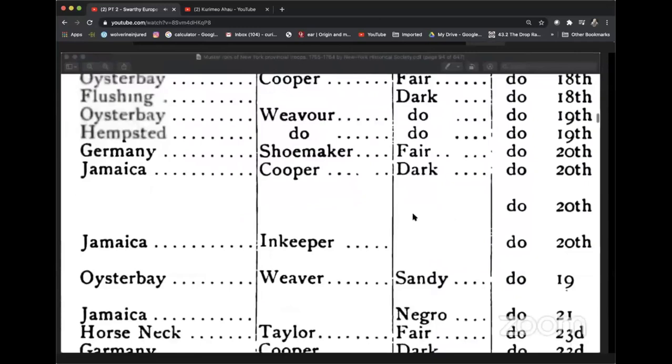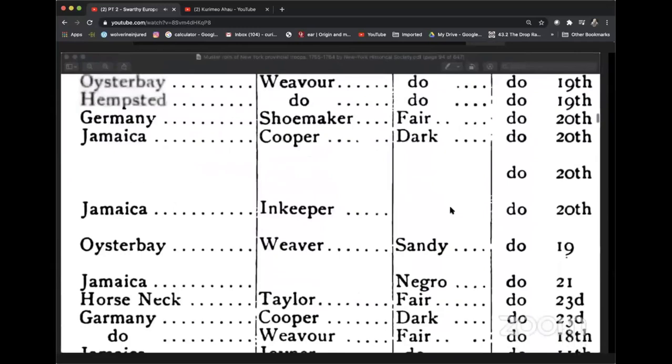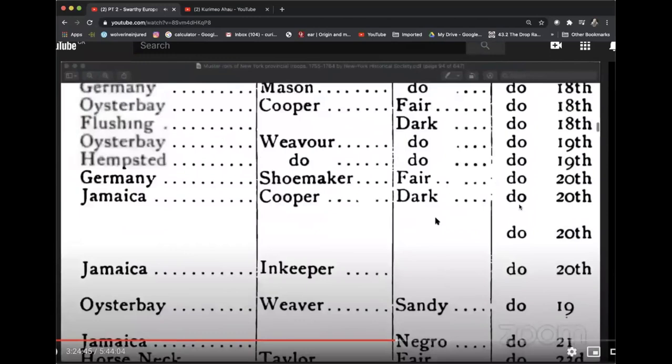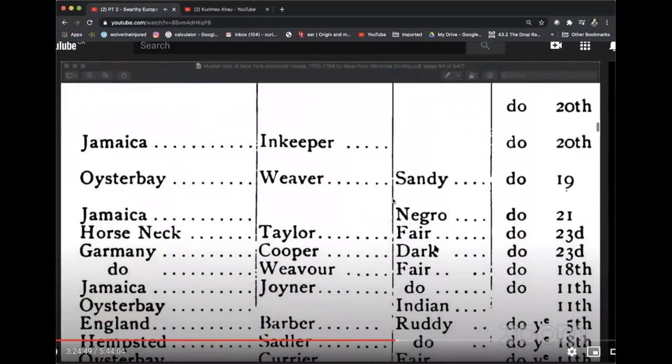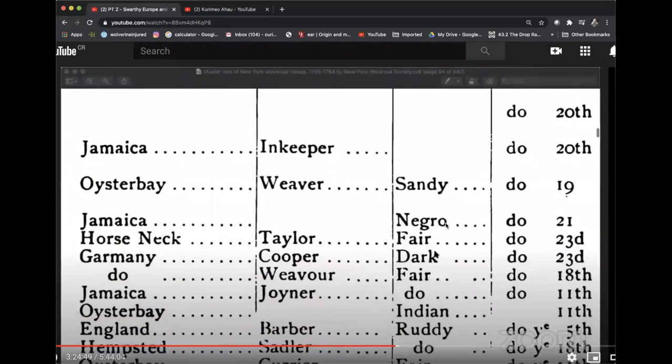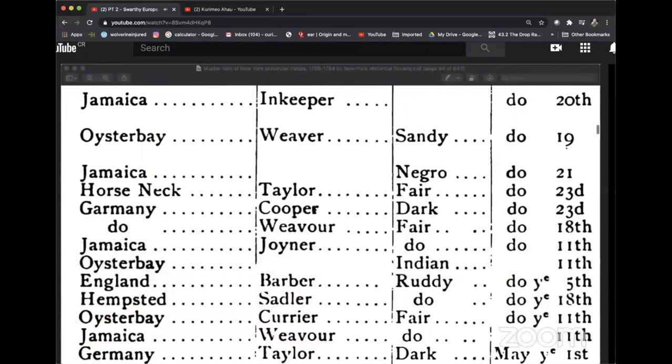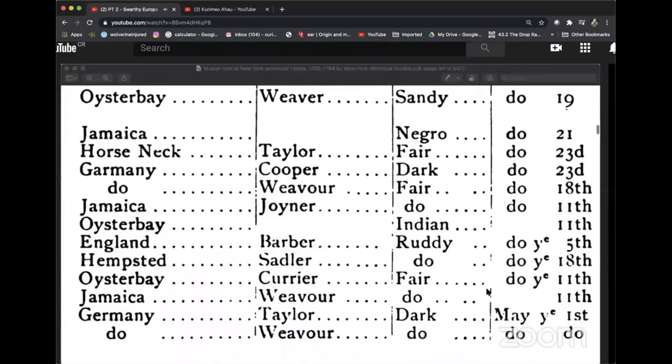Oh, this is 1746, right? So Jamaica, right? Negro. So is he the only chattel right now? Is the rest of them indentured? Maybe. So real quick, you see how they have the other Jamaica as dark skin, and they got this Jamaica as Negro. We got another German darky right here. Says dark Germany. And then an Indian again, ruddy from England, dark German.